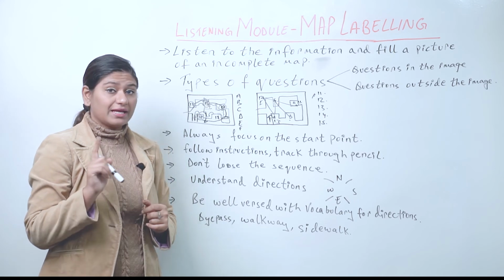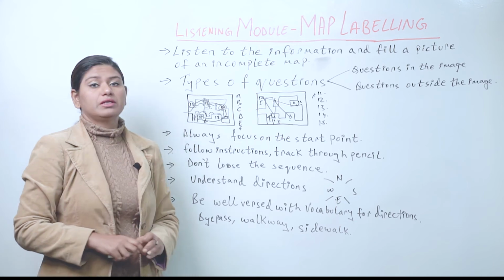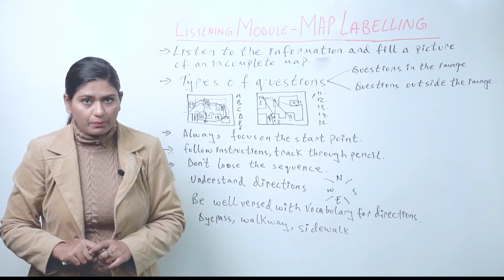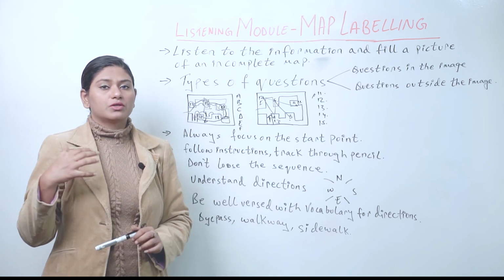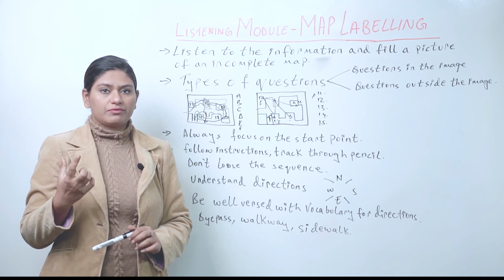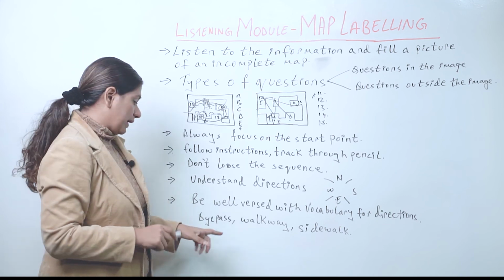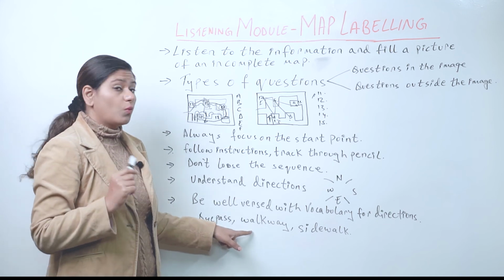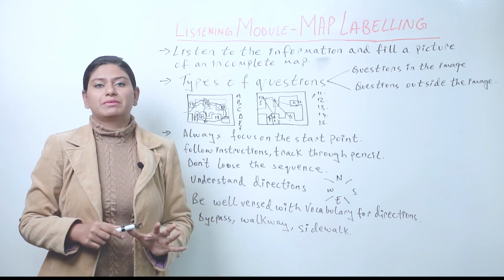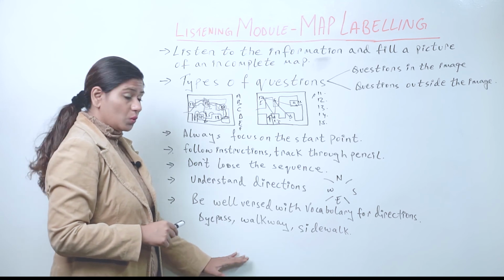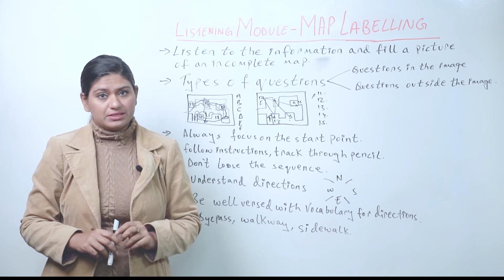Another important point is be well versed with vocabulary for directions. It is very important to know most of the vocabulary for directions, because if you don't understand the meaning of the vocabulary which they are using in the audio, you will get confused in map labeling. Vocabulary like bypass, walkway, sidewalk, you should know what these words mean. When you know all this, only then will you be able to attempt the map labeling with ease.